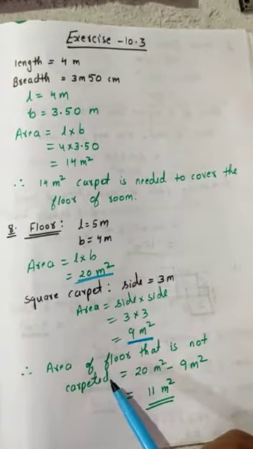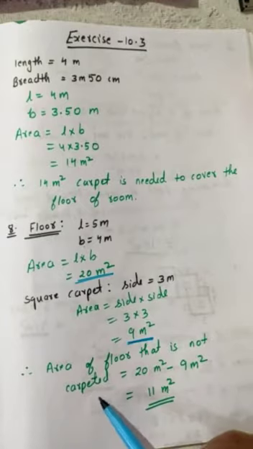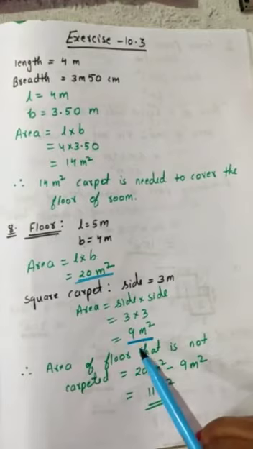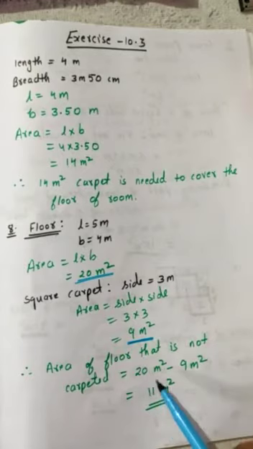So how much area is uncovered or not carpeted? The complete area 20 minus the area of carpet, which is 9. So 20 minus 9 is 11 meter square. So 11 meter square is the area which is not carpeted. Now we'll see the next question.